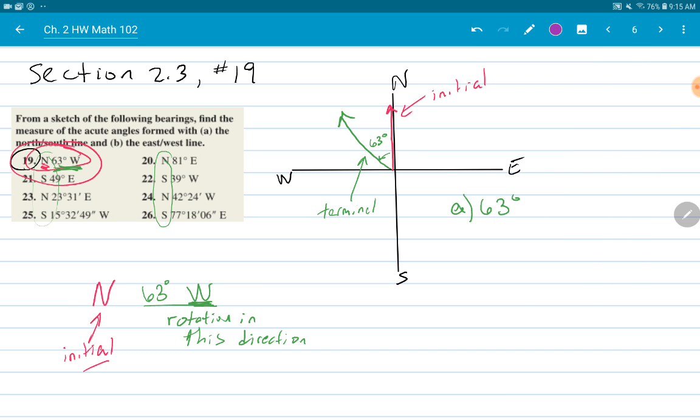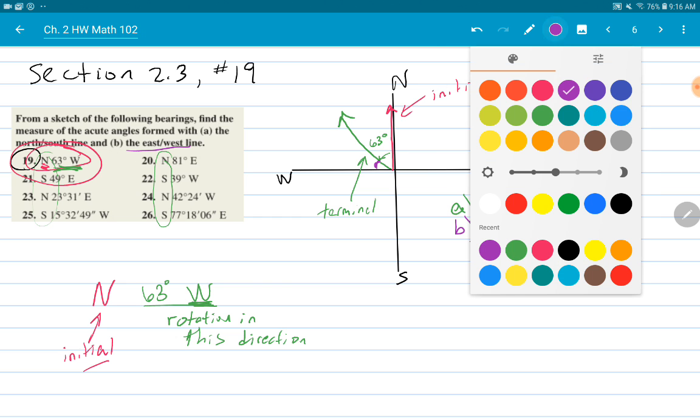Now to find B, part B asks, what's that angle with the east-west line? So of that same terminal side, they're asking for this little angle here, between the terminal side and the east-west line. To get that, these two angles are complementary. So I can do 90 degrees minus 63 degrees, which gives me 27 degrees. And that is my final answer for this one.